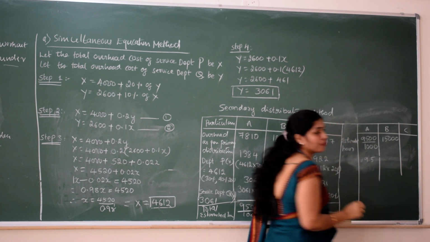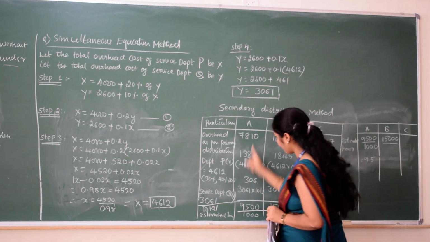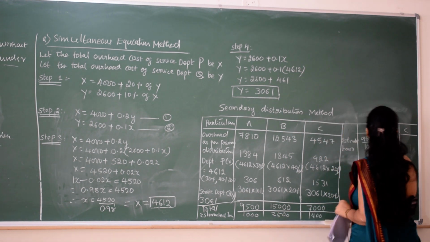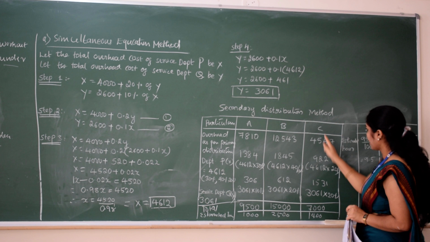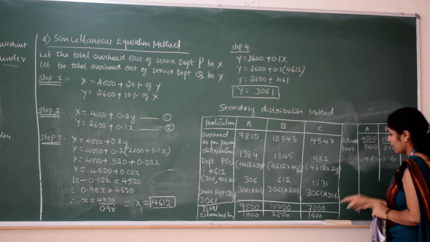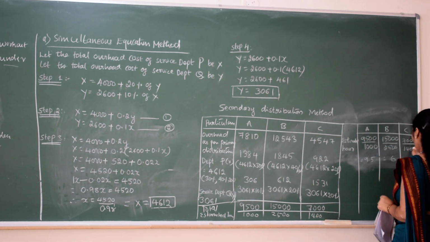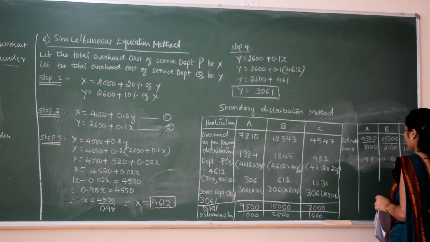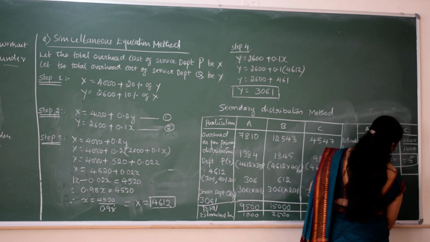Next, production department B: the total is 15,000, and per hour for production department B it is 2,500, so it comes to 6. Then 7,000 divided by the production department's estimated hours, 1,400, then it comes to 5. So these are the values for the estimated rate per hour.